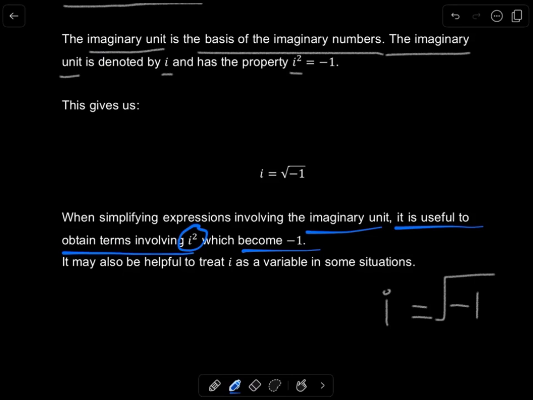And in some situations, it may also be helpful to treat i as a variable. We can treat it as if it's a variable, because after all, it is technically a letter, so we can treat it like any variable that we have, like x, y, whatever the case is, depending on the situation that we are in. I find it helpful to treat it as a variable sometimes. But again, we'll go through some examples.